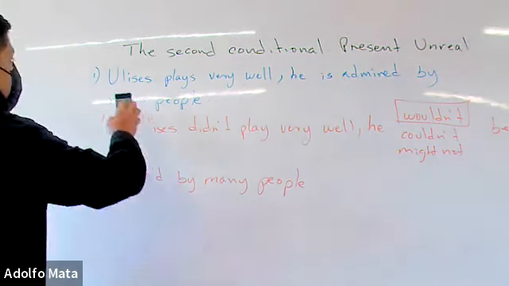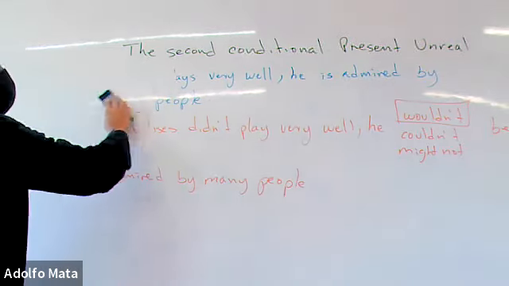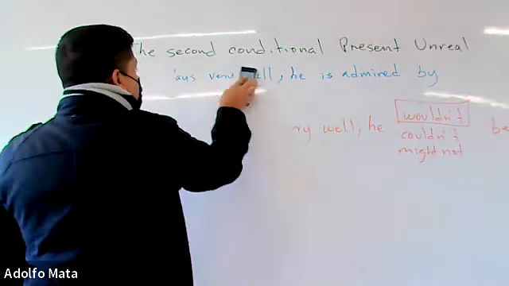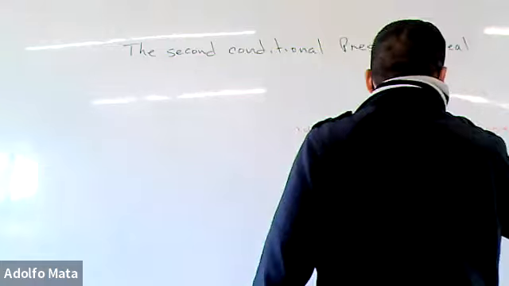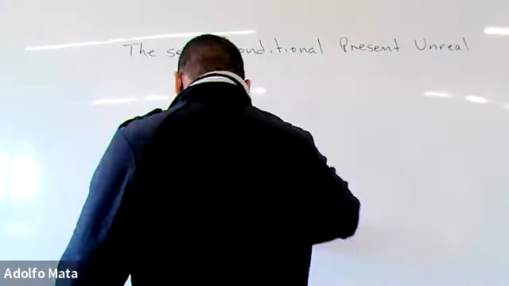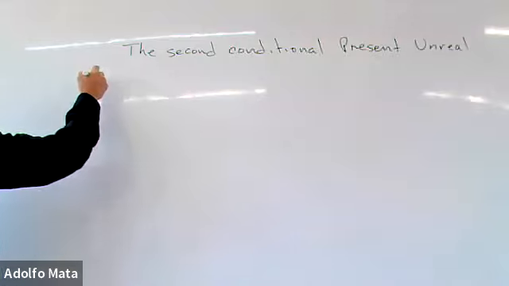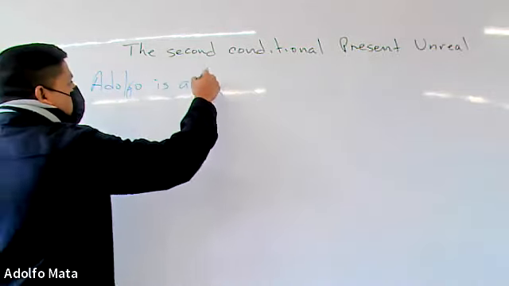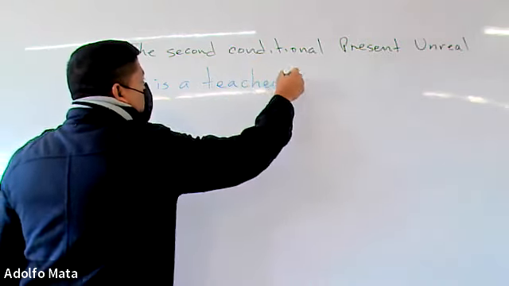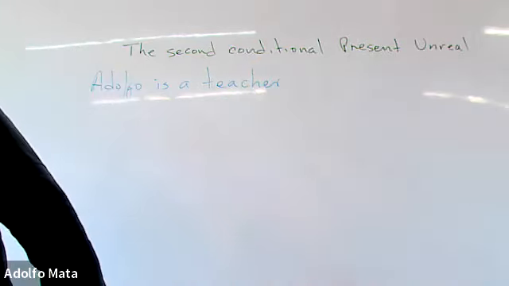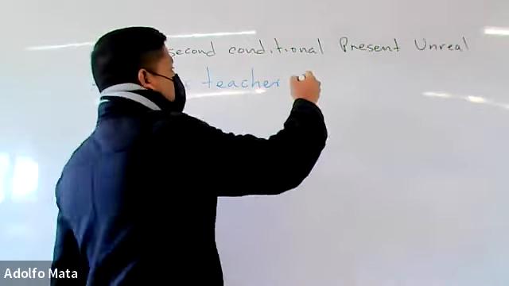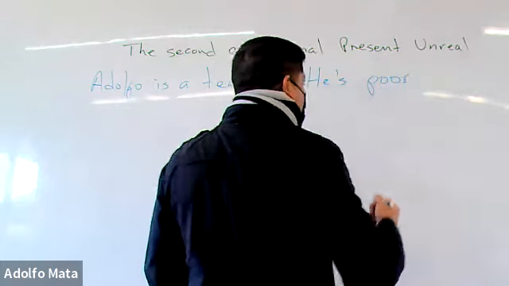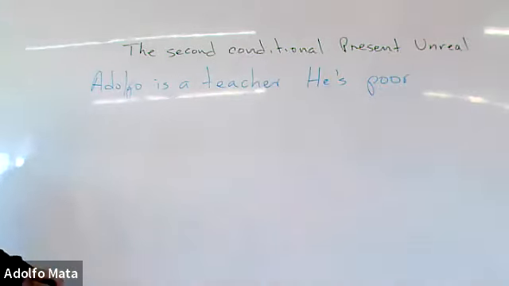I'm going to write another example. You can do it. You were supposed to do it. Okay. I'm going to write another example. About me. Adolfo is a teacher. Teachers don't get a lot of money. So Adolfo is a teacher. So he's poor. Adolfo is poor. Okay, make the conditional for that, please.